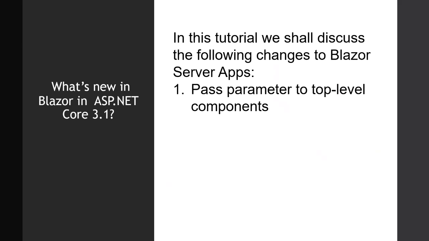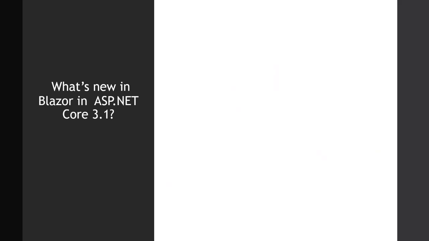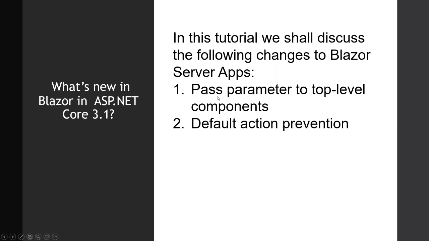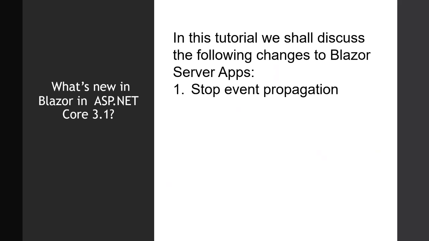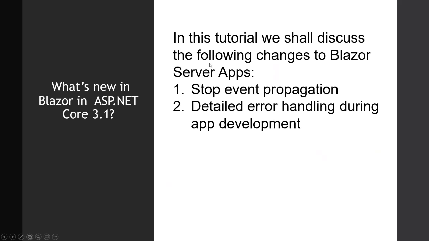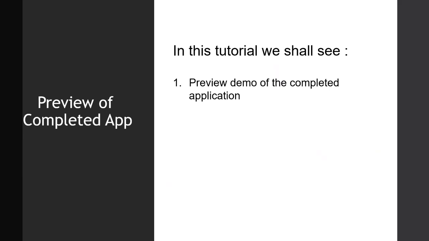There are some things that Blazor was not able to give earlier, but with the release of the first WebAssembly version, you are able to do all of this stuff, which is done in JavaScript in a customary fashion. Default action prevention, and you are able to pass parameters to top level components, like from child to parent level components. It also has the feature to stop event propagation from child to parent and parent to child, and it has detailed error handling during app development. So all these are part of the new release.